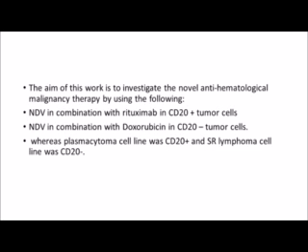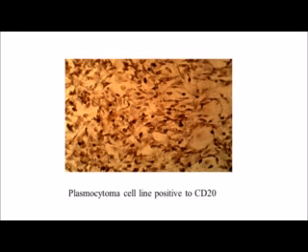The aim of this work is to investigate a novel anti-hematological malignancy therapy by using Newcastle disease virus in combination with rituximab on CD20 positive tumor cells and with doxorubicin on CD20 negative tumor cells. The plasmacytoma cell line was CD20 positive, as shown in this picture tested by immunohistochemistry, and we used a lymphoma cell line, which is CD20 negative.